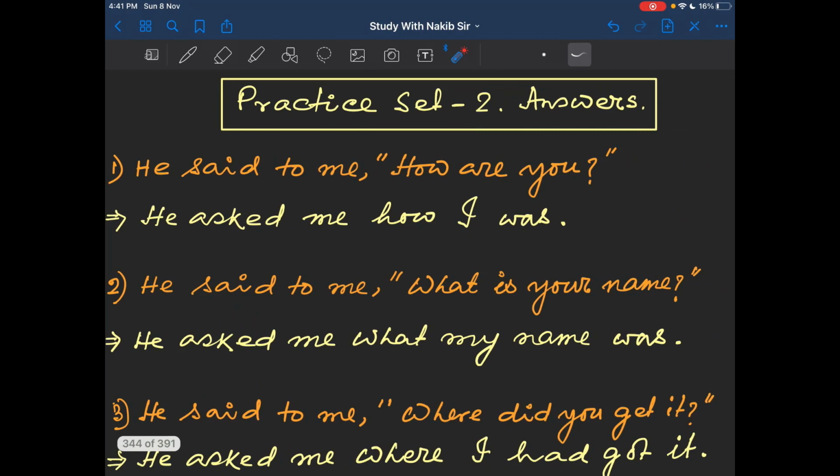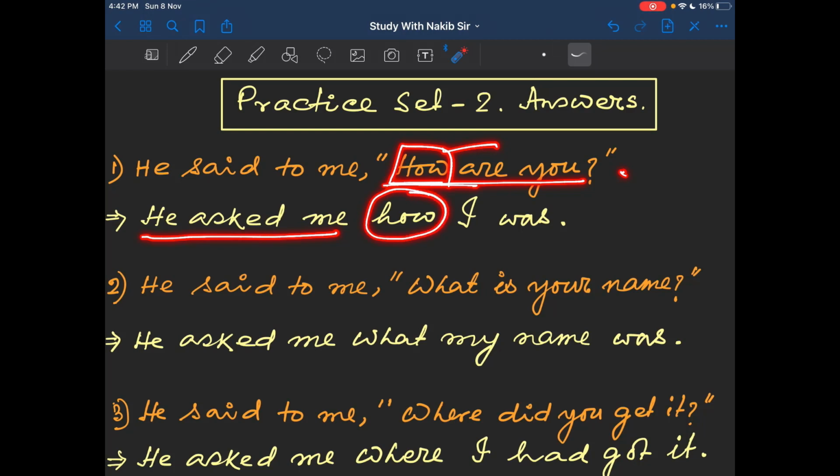Now see the answers to the question of practice set 2. The first question, he said to me, "How are you?" He said to me, you know it very well. It will be changed to he asked me. And see the reported speech. The reported speech begins with a WH word. Here it is how. So if or whether cannot be used here. How will be used as the connective.